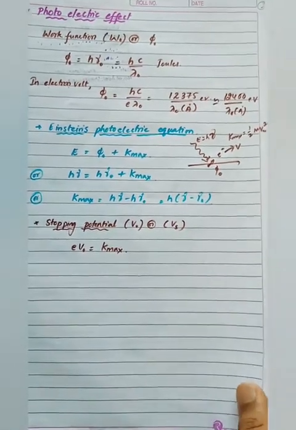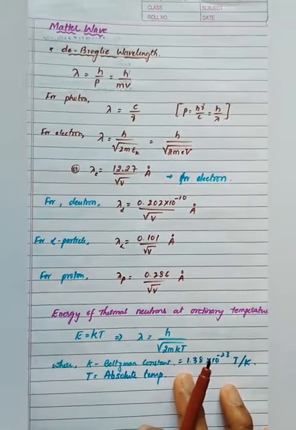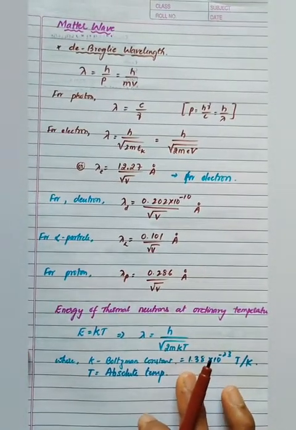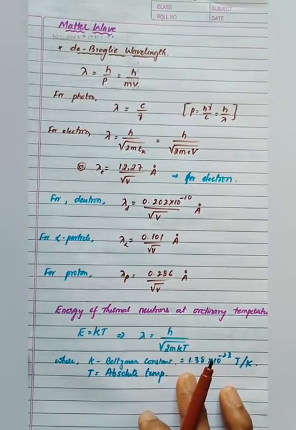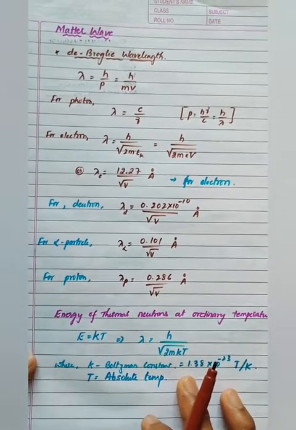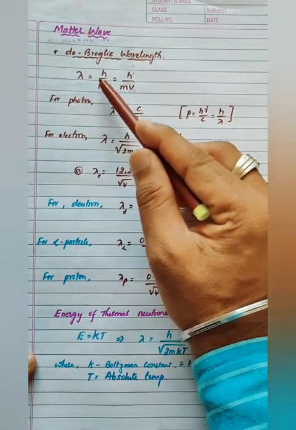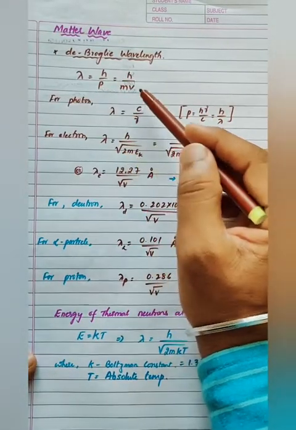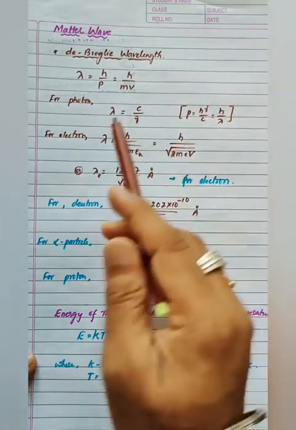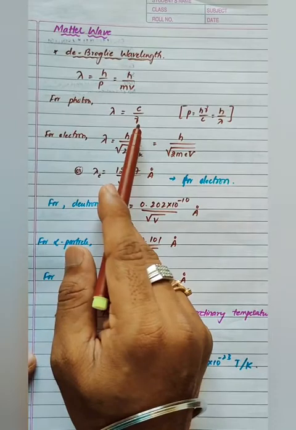Next, we study a few formulas on matter waves. We know the de Broglie wave, that is, the wave associated with a moving particle. A moving particle has a wave with wavelength lambda equal to h by p, where p is momentum, so m into v. For a photon, if you want to write this formula, lambda is equal to c by nu.